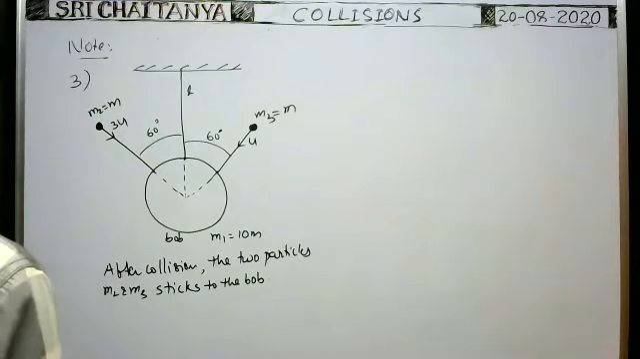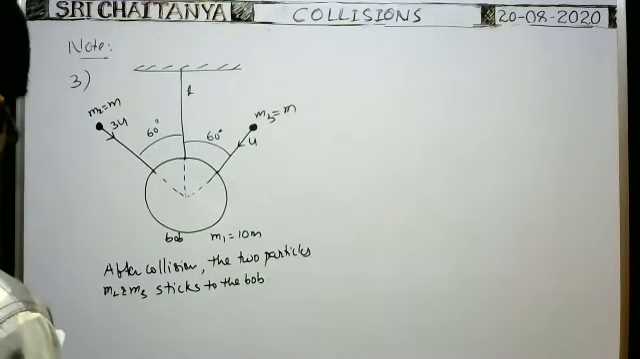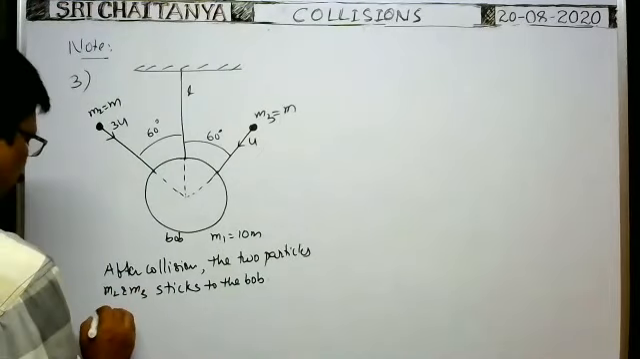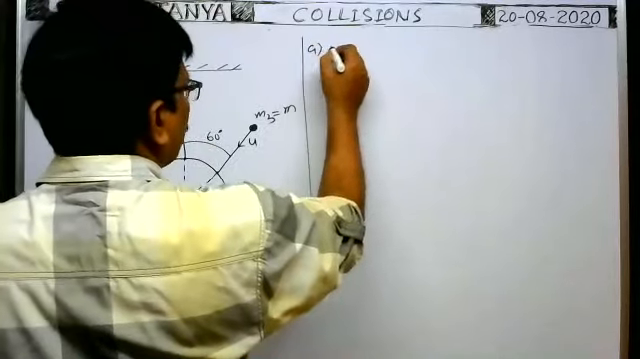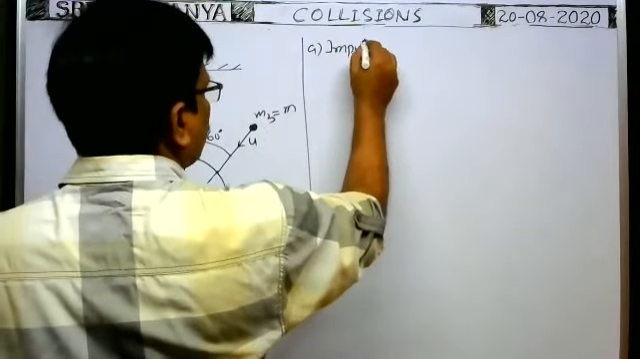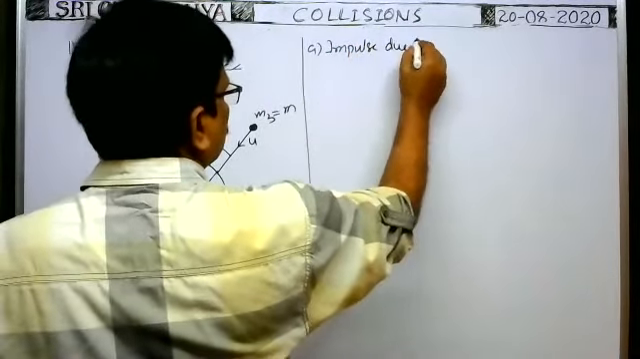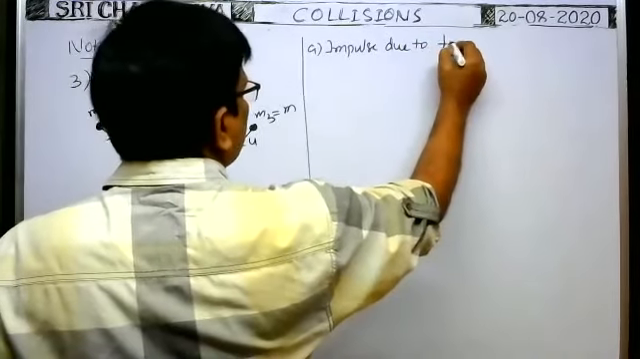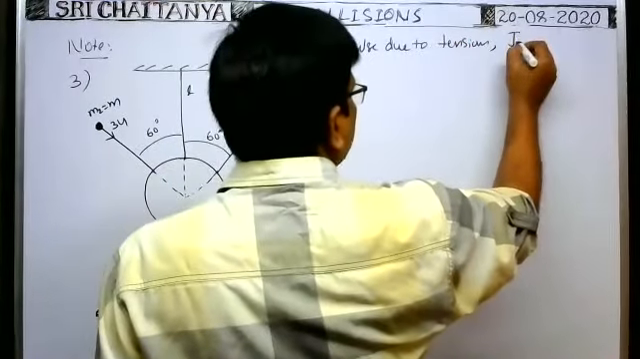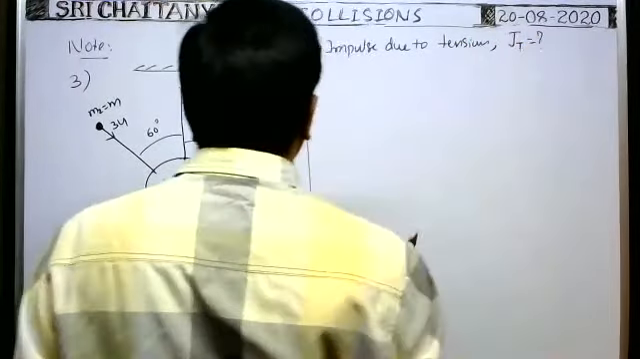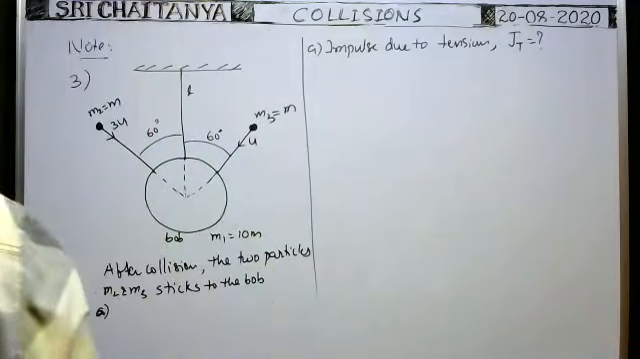Okay, then what is the impulse in the string due to tension? So first, we have to find the impulse due to tension. Impulse due to tension, J suffix T, is equal to how much? First we have to find that.